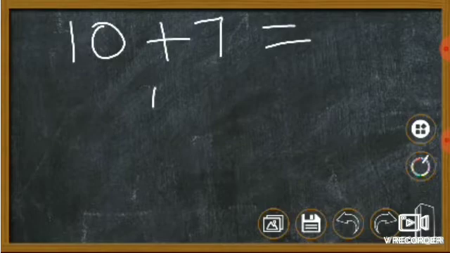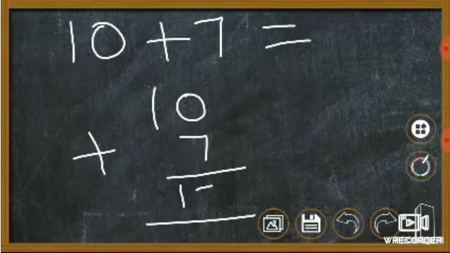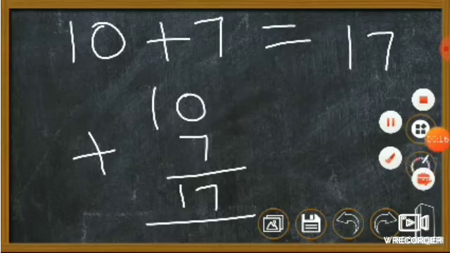Next is 10 plus 7 equal to 10 plus 7. 0 plus 7 is 7 and bringing down the 1 it comes to 17. 10 plus 7 is 17. The answer comes to 17. The next sum on the same page number, we are going to do it.